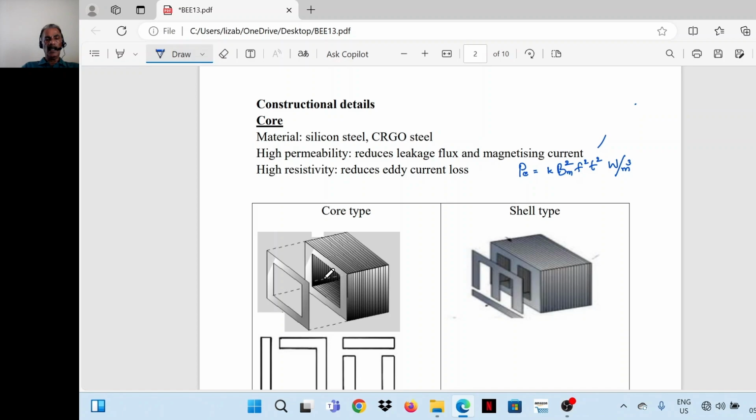So these are the advantages of using this kind of core material, that is silicon steel and CRGO steel. This has got high permeability and high resistivity. High permeability reduces leakage flux and magnetizing current, and high resistivity reduces eddy current loss.